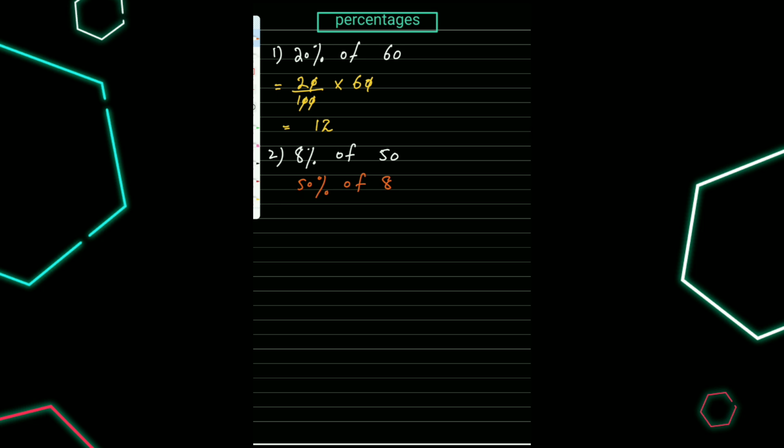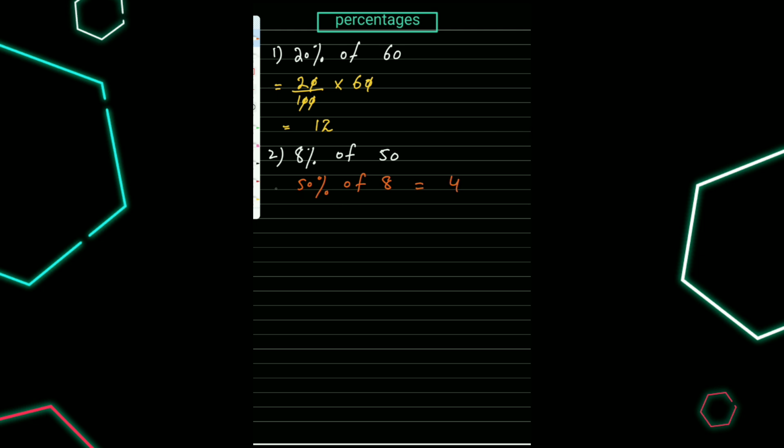So 50% of 8 is very easy, as you know what is the half of 8. 50% means half of the value. So 50% of 8 means half of 8. Half of 8 is 4. So 4 is the answer of this question.